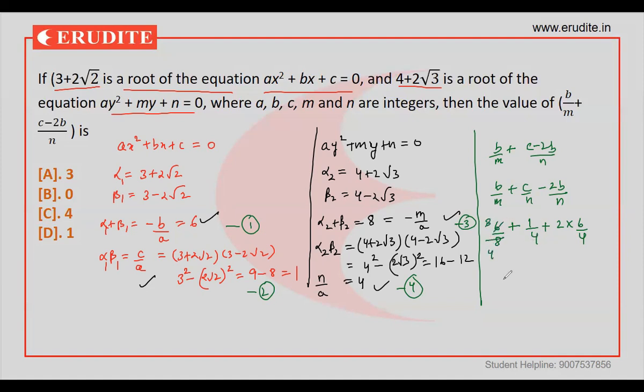So 2 3s are 6, 2 4s are 8. Once I'm adding 3 by 4 with the 1 by 4, it will be 4 by 4 plus 3. This will be how much, guys? 4 by 4 is 1. 1 plus 3 is how much? 4. So this is what they are asking. So my correct answer is 4. C is the correct answer.